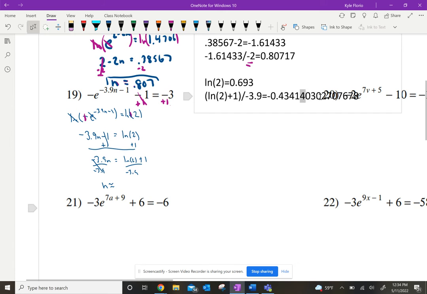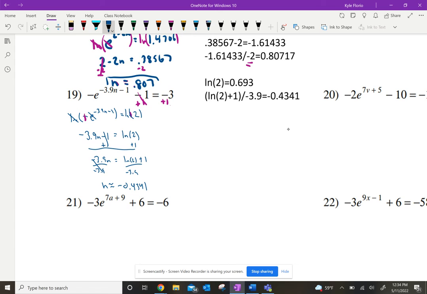So I don't need all those decimals. So it's about negative 0.4341. Okay.